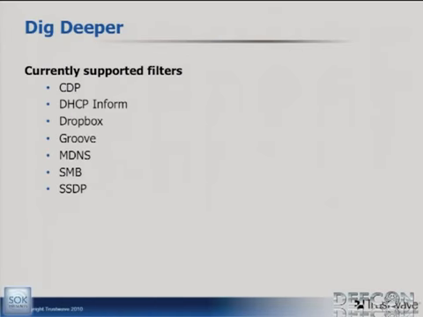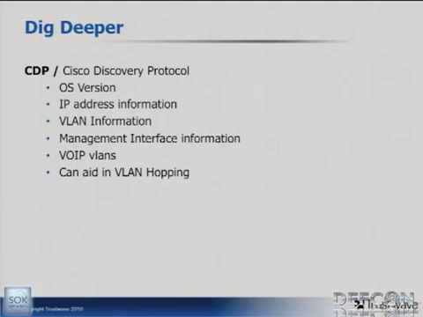So as far as what is currently in each filter, I wanted to talk for a couple minutes about what types of information we're actually gathering. So CDP we looked at for a second. It's got the OS version, IP address information, VLAN information. Where all of this really comes in handy is if you're doing a pen test, a lot of the times you will get things like what the voice over IP VLAN is and other information that can help lead to further compromise. So for instance, since you're going ahead and getting all of the OS versions, if there's a vulnerability in a certain version of iOS, this will certainly help you.